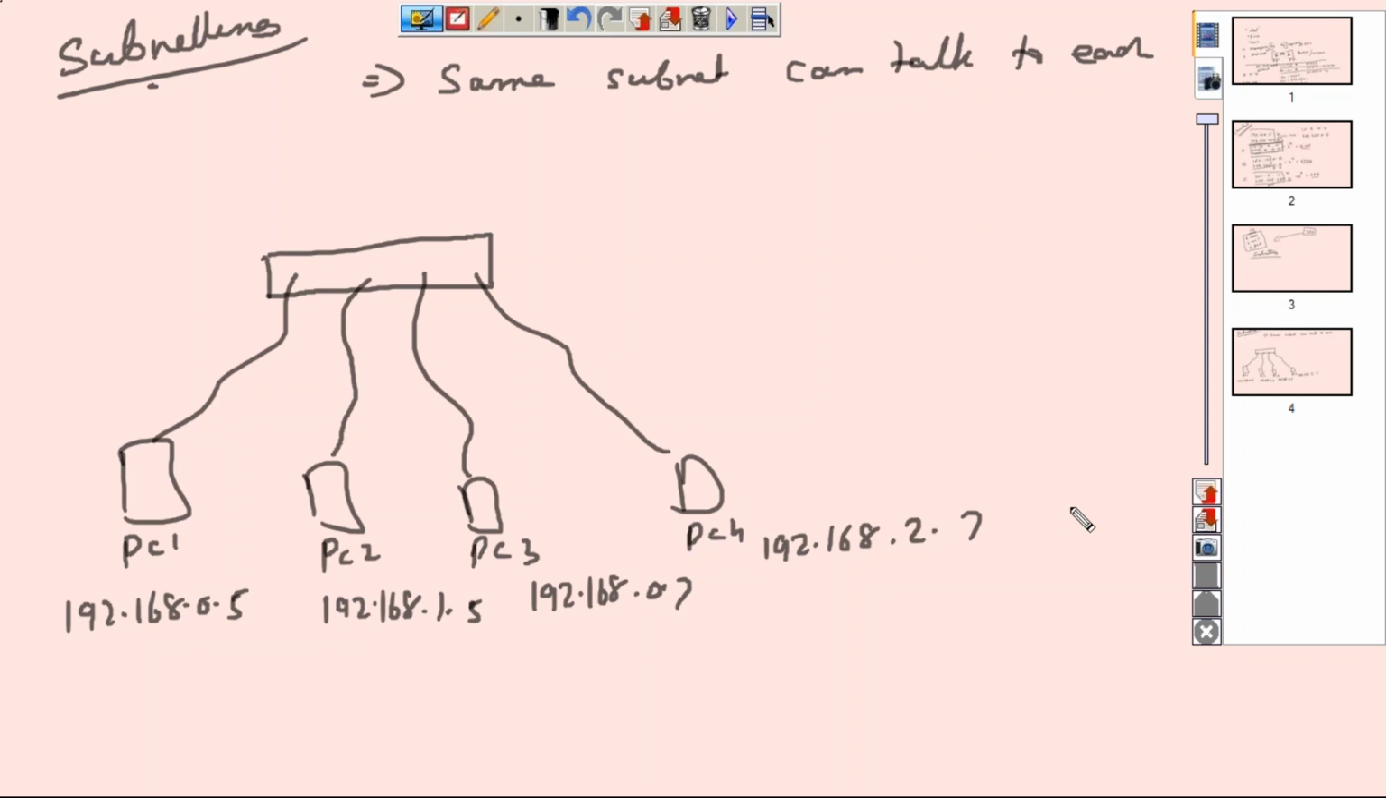First and third. The third machine and the first. First and third. Because one, you know this range. You know this IP address. You know this is a class C private range, right?